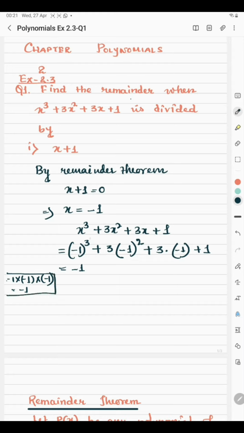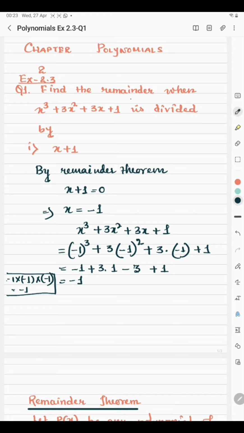If we have an even number as the degree, then we'll get positive. So here we have minus 1, then we have plus. Now 3 multiplied by, now (minus 1) whole to the power 2, 2 is an even number, so we'll get plus 1, so 3 multiplied by 1. Now 3 into 1 is 3, plus minus minus, so it's minus 3 plus 1.